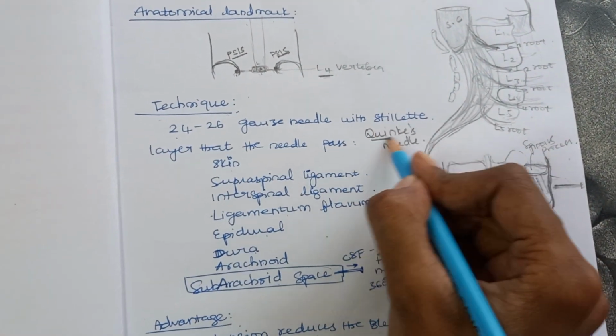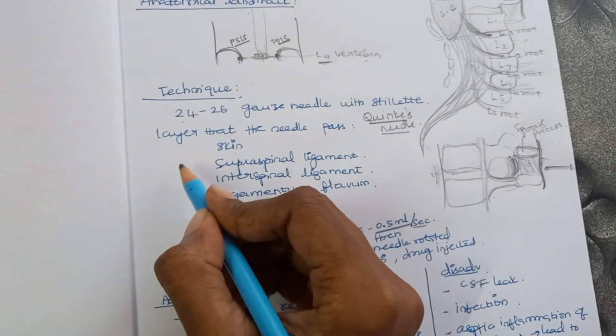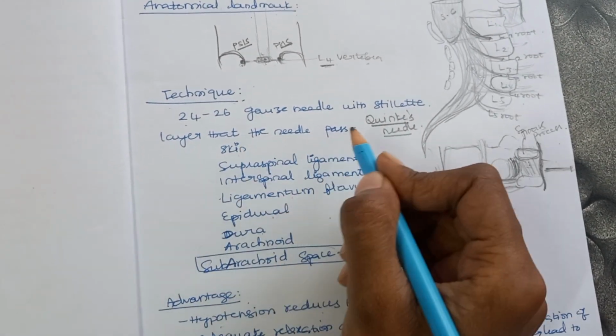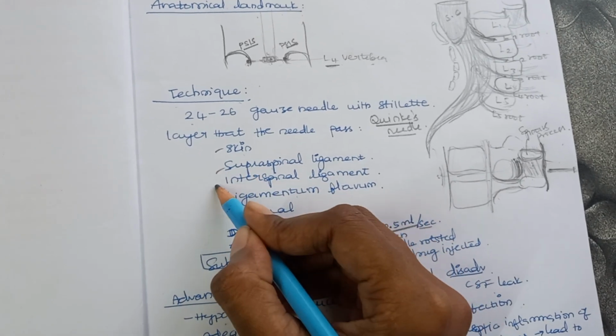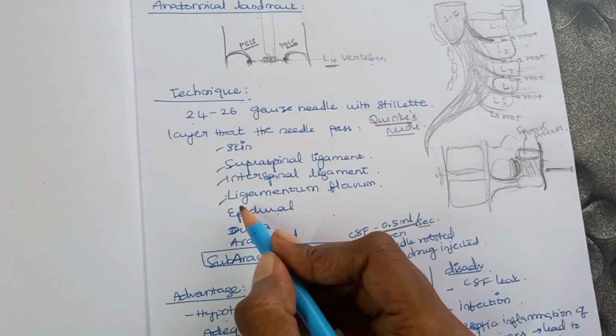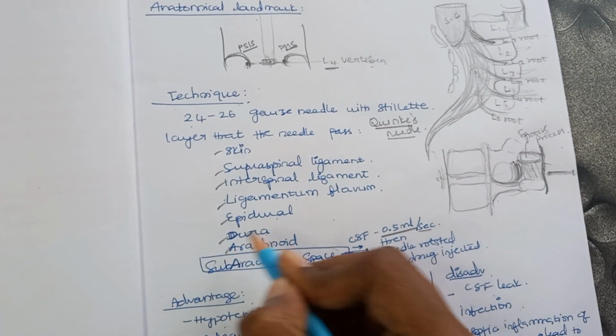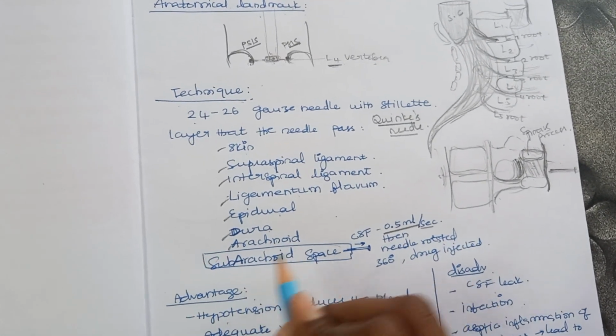In my hospital setup, Quincke's needle is used. What are the layers that the needle passes through? The needle passes through skin, supraspinous ligament, interspinous ligament, ligamentum flavum, then epidural space, dura, arachnoid, and then the subarachnoid space. This is actually the target.